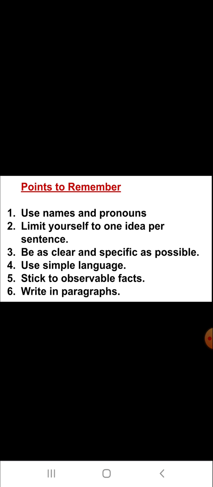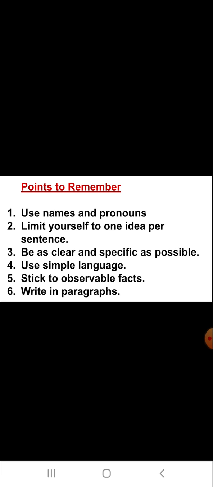Now let us see the points that you should remember while writing the report. The first one is use names and pronouns. Second one is limit yourself to one idea per sentence. Means you will not repeat your idea again and again. Third, be as clear and specific as possible. Means the reader should not get confused about what you are trying to express. So you should be very clear and specific.